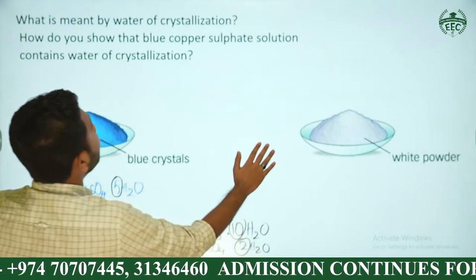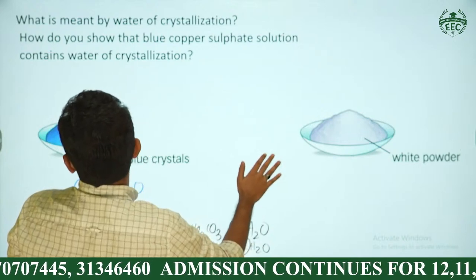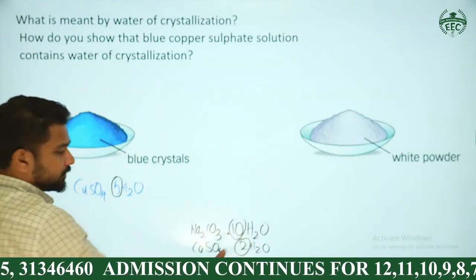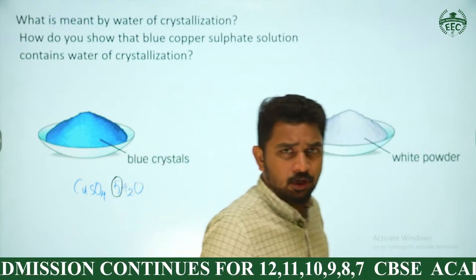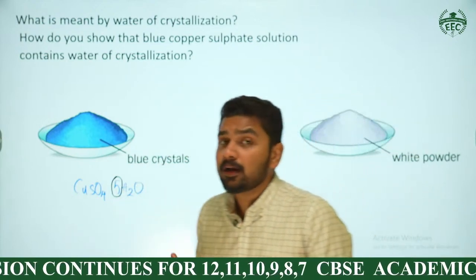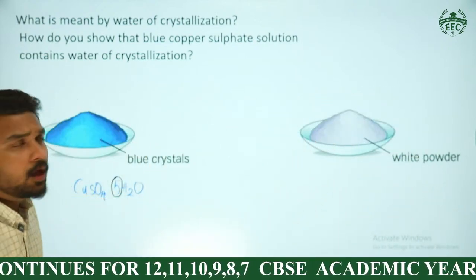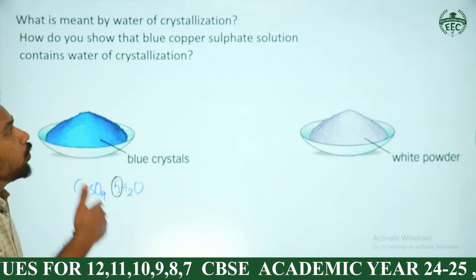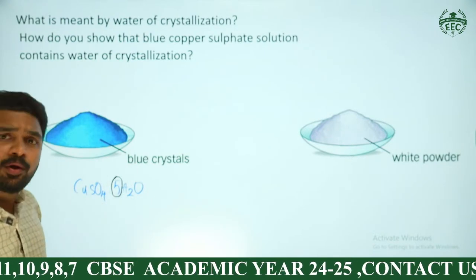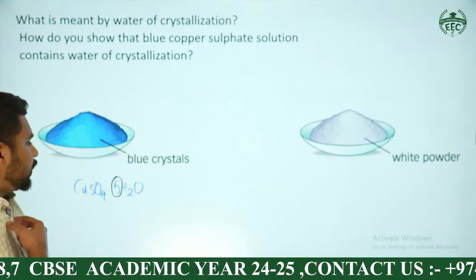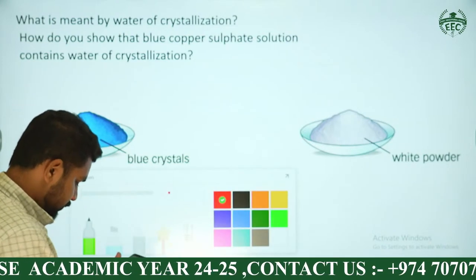How do you show that blue copper sulfate solution contains water of crystallization? You know that copper sulfate solution will be blue in color. Why is it blue in color? How can we show that it contains water of crystallization? Do one thing.